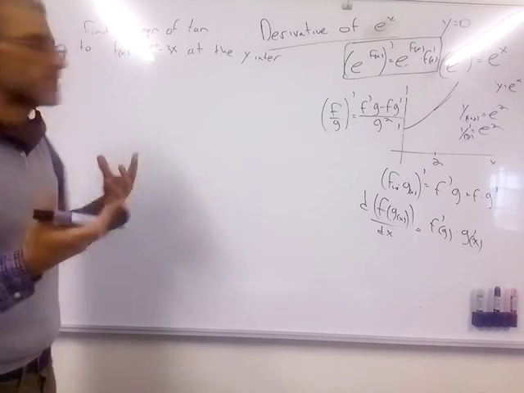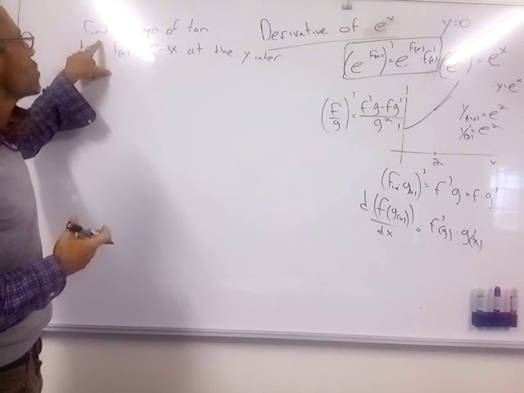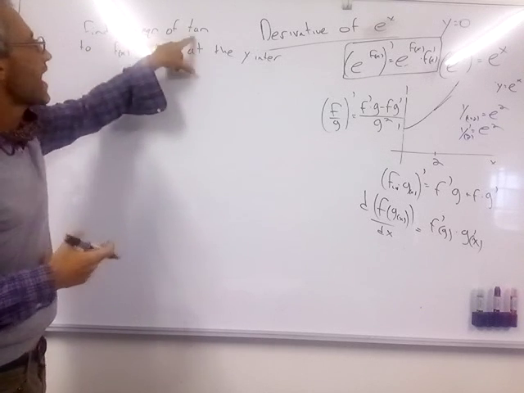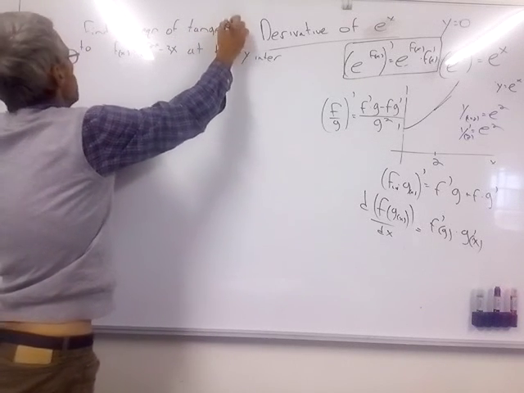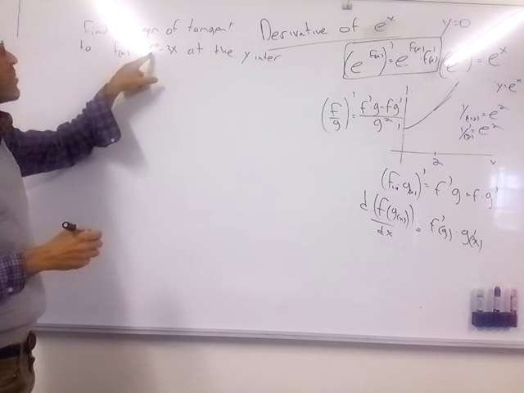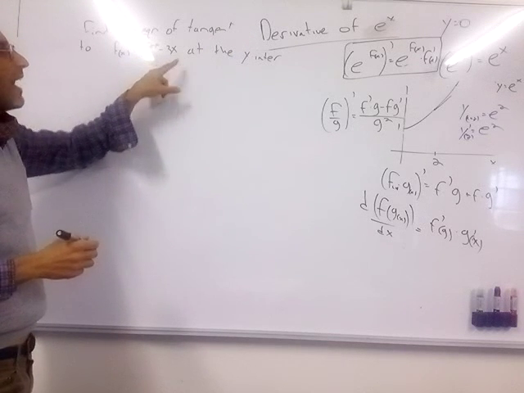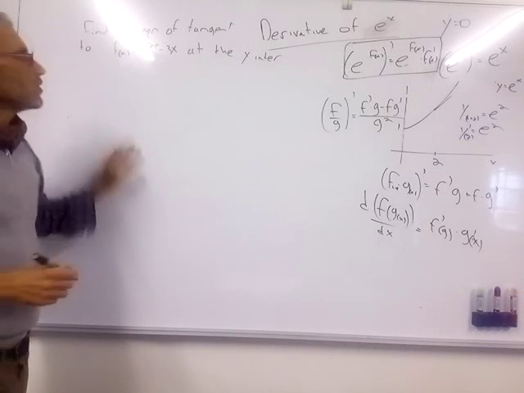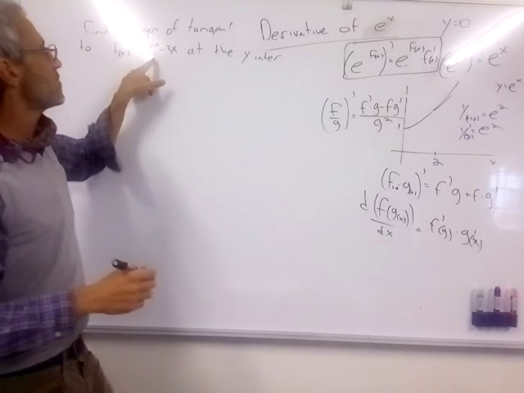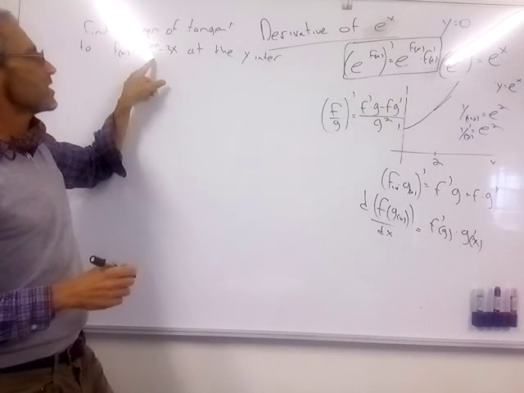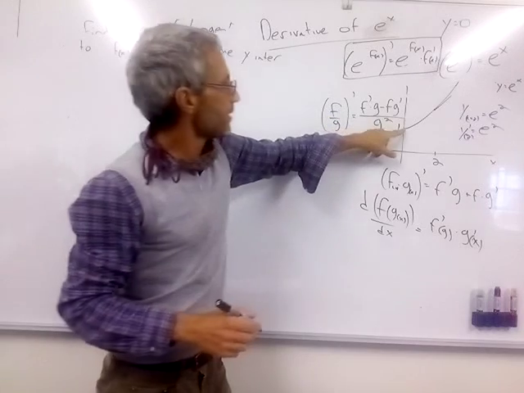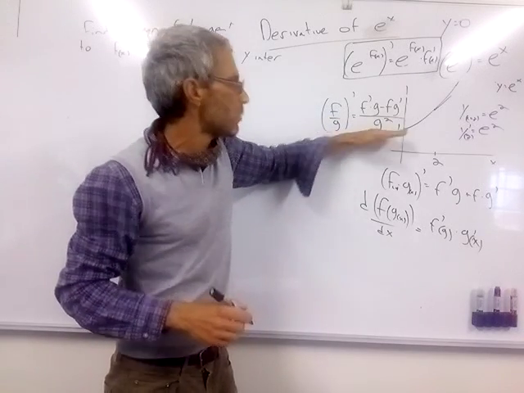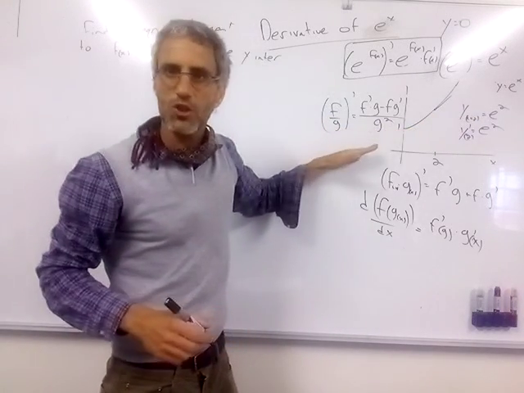The maths is the same maths. So we need to find the equation of the tangent to the curve e to the power of 2x minus 3x at the y-intercept. So we've got some kind of curve, e to the power of 2x minus 3x. It touches the y-intercept somewhere, and we want to find out the tangent to the curve.